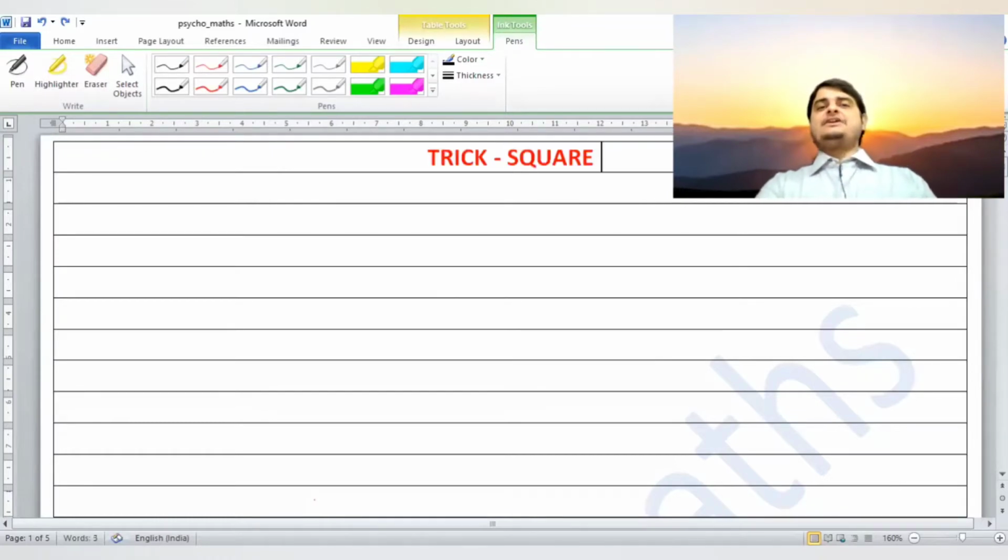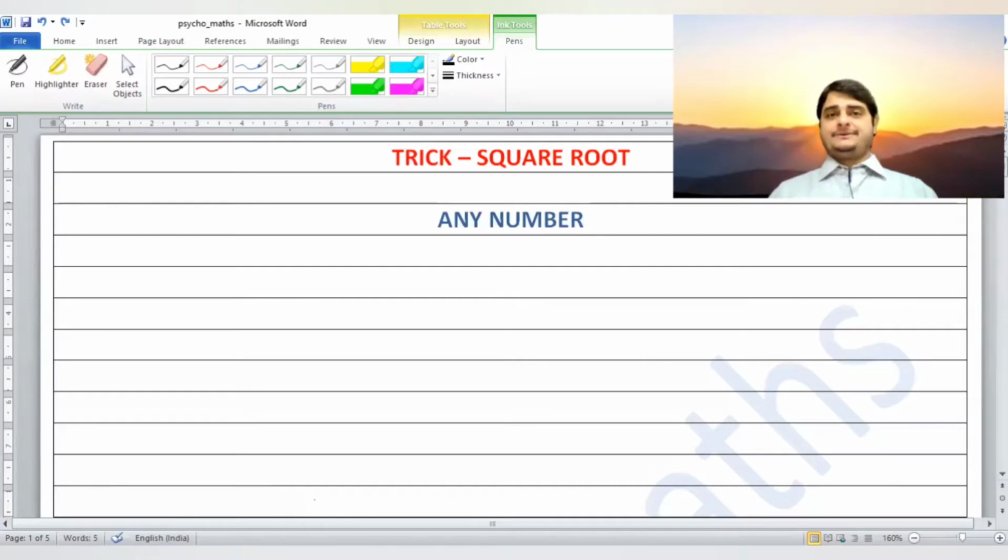In today's session of Psychomaths, we will be learning a trick related to the square root of any number with a simple logic and reasoning behind it. Yes, we will be just using the simple reasoning behind it as a trick. Now what is that? See, the square of 1 is 1.